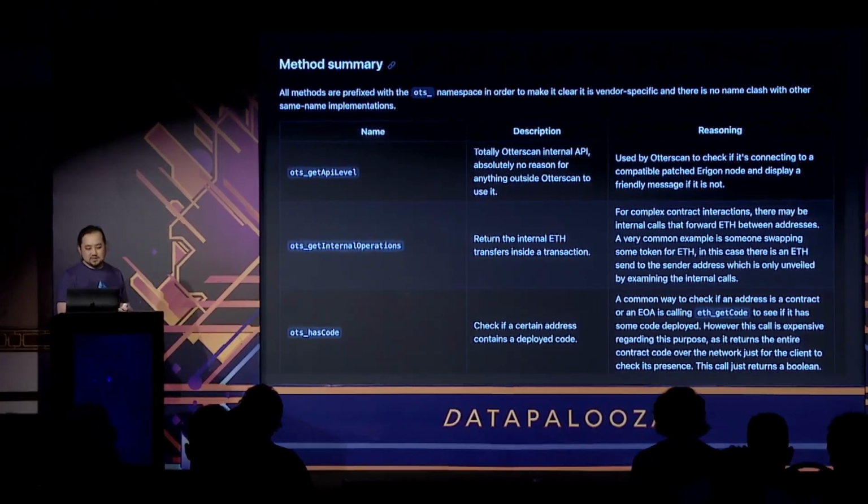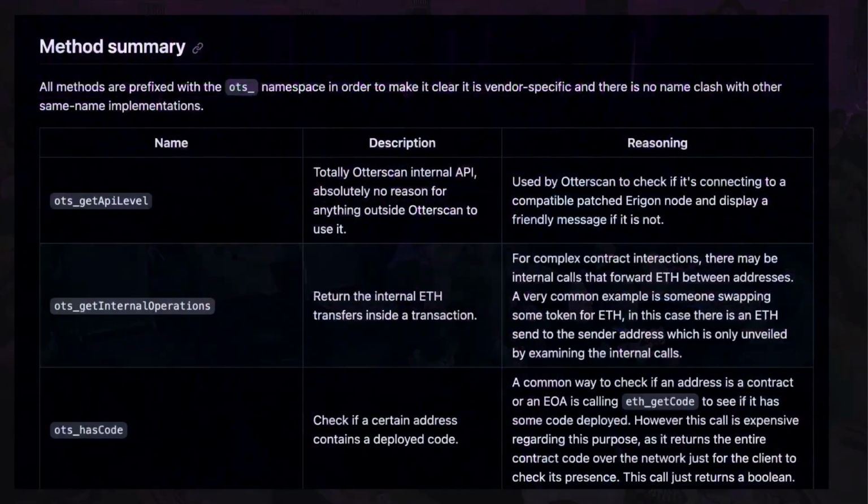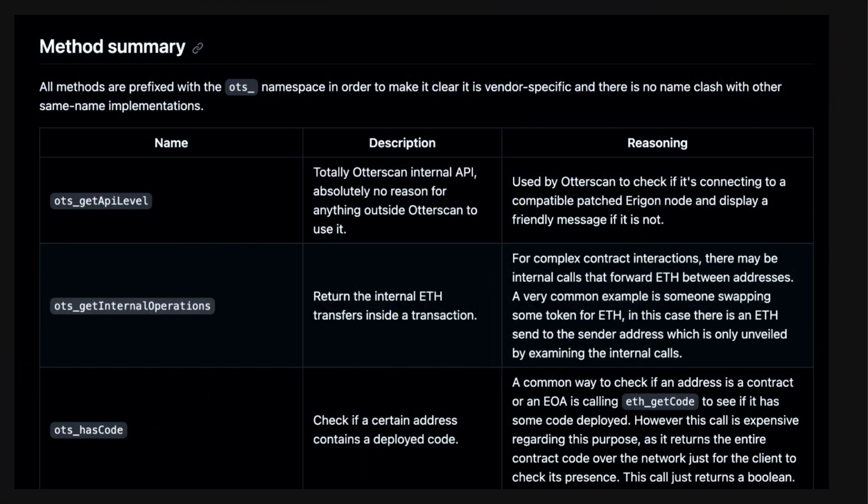And as a result of this approach, we end up with a new set of JSON RPC methods under our own namespace, which is called OTS, which you need to enable by yourself. But with this approach, we are able to provide everything from the node itself without having to use any middleware between the application and the nodes.